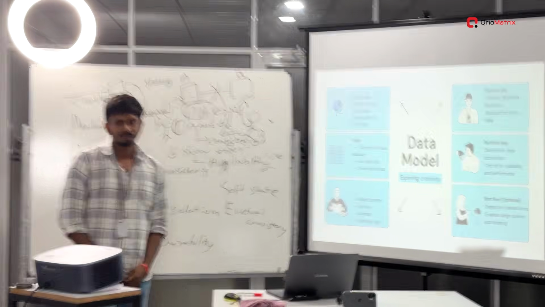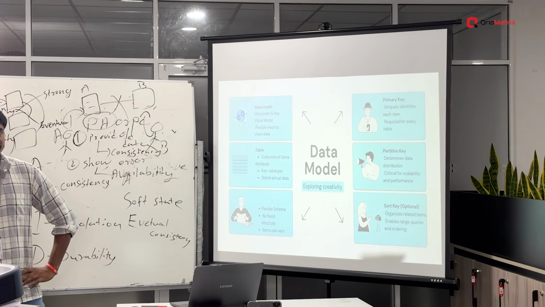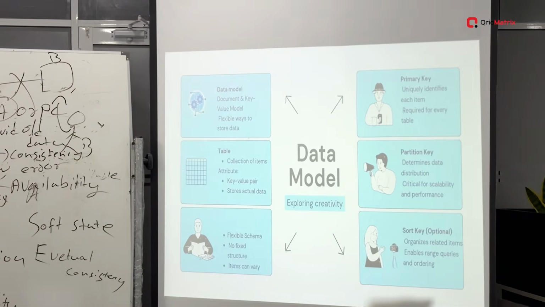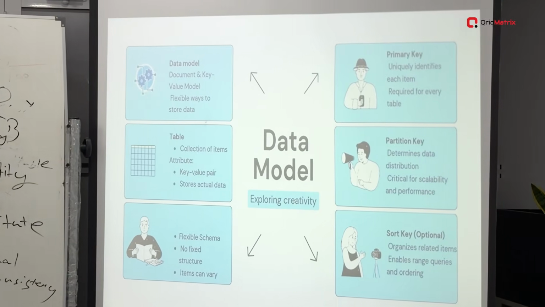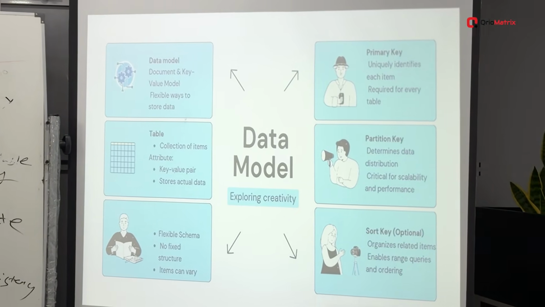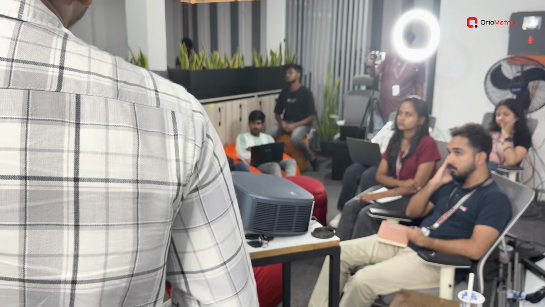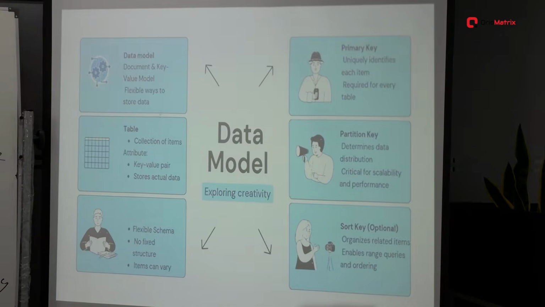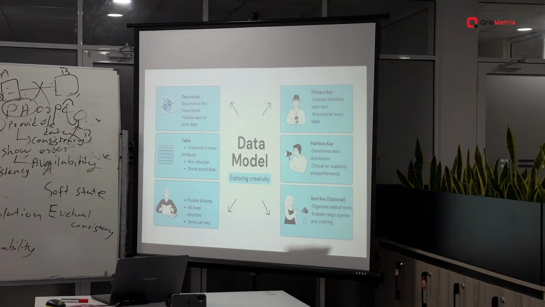So the data model. This is the main thing when we discuss DynamoDB table design, the data model. So basically here it is document and key value models. I mean it supports both. Key value means we have a key and a value. Simple. And in the document model, we can have multiple key value pairs. It's like a JSON object in JavaScript.